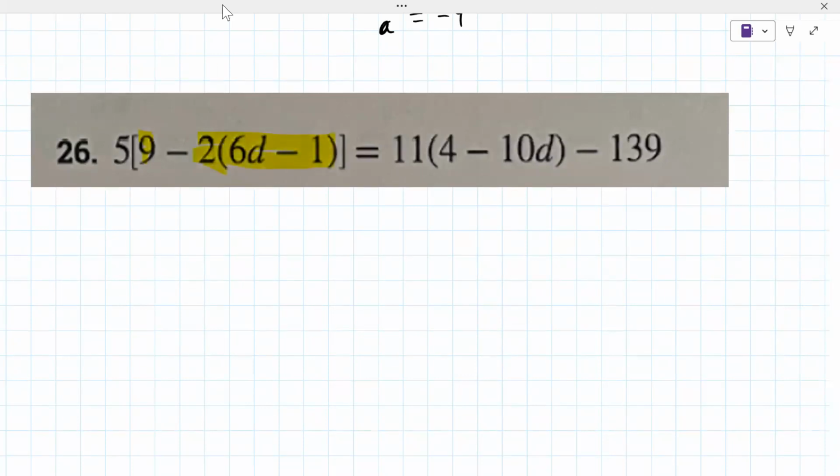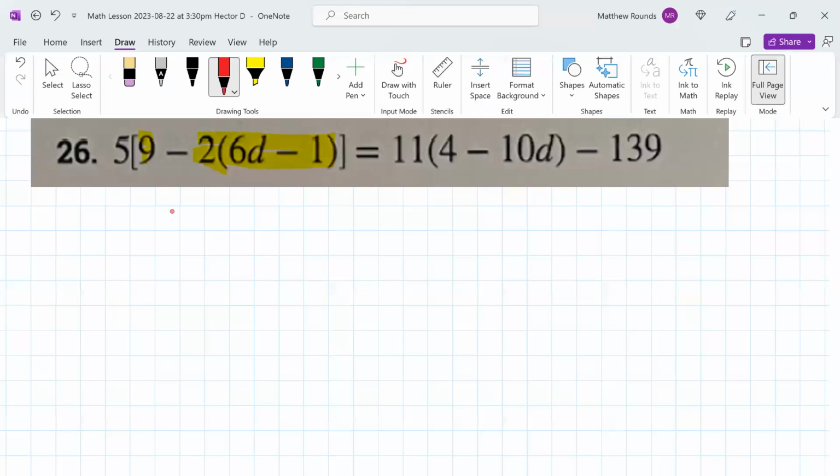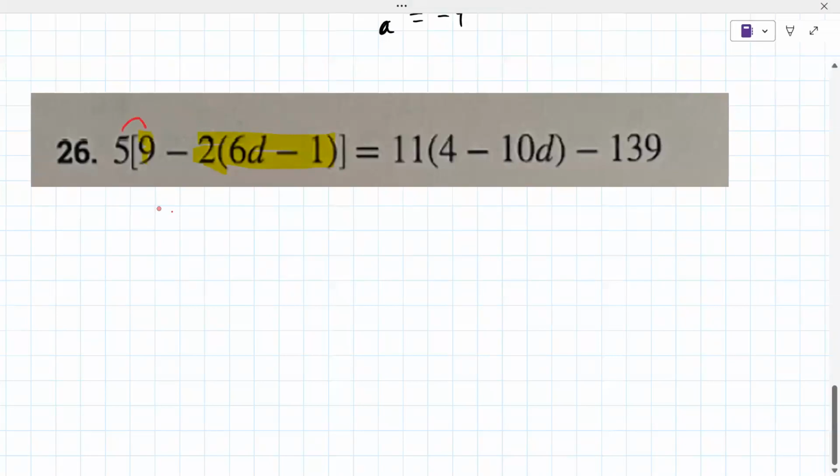So the mistake here is to think that that 5 goes to more than just these two things. It just goes to the 9 and to the 2. It does not go here because this is all one term. So it goes to the 2, not to the stuff inside here.